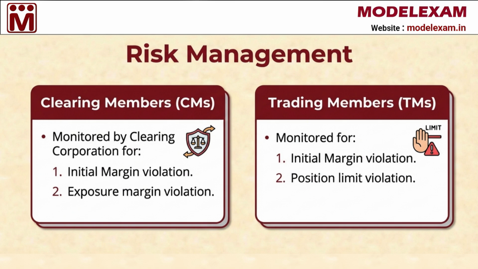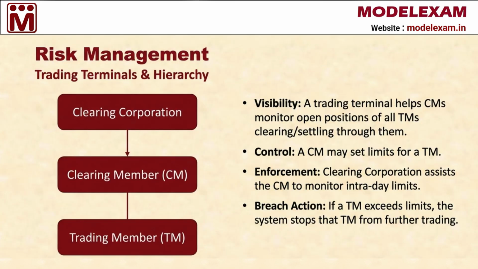Now, let us break down exactly what rule violations the system is watching out for across different participants. The clearing corporation actively monitors the clearing members specifically for two main things, which are initial margin violations and exposure margin violations. On the other hand, the trading members are monitored for slightly different metrics. The system watches them closely to catch any initial margin violations and to ensure they do not commit any position limit violations.